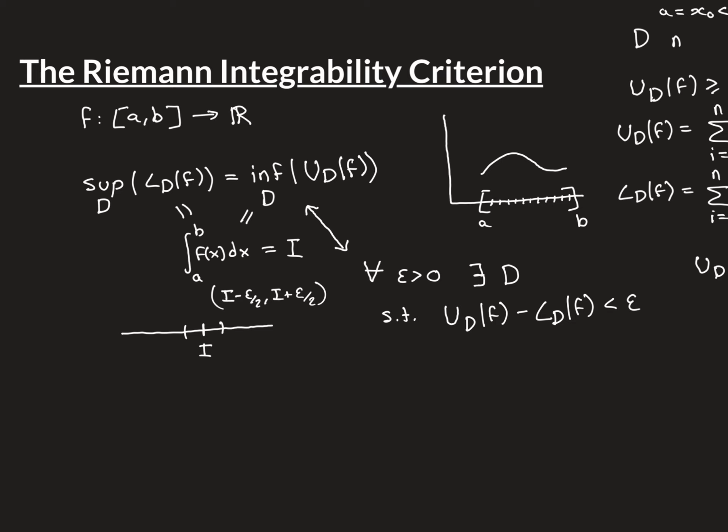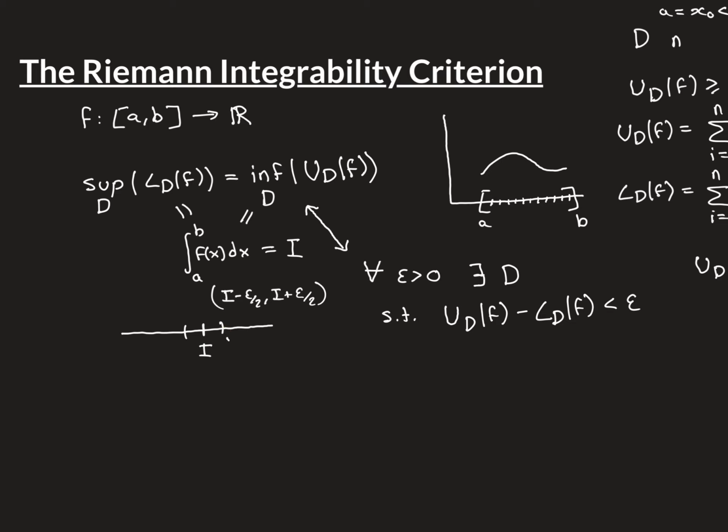Now, because I know I is the infimum of all the upper Riemann sums, it's the greatest lower bound. So it's a lower bound, so all the upper Riemann sums are greater than or equal to it, but it's also the greatest lower bound. So that means that anything that's greater than it is not a lower bound.